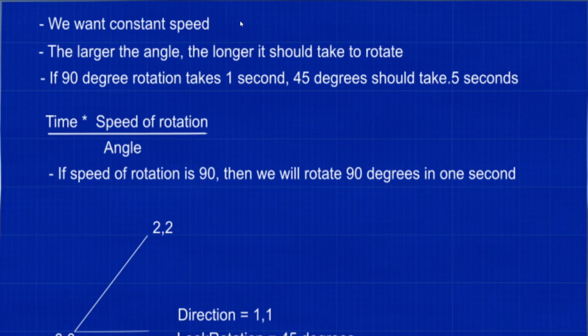One, I want a constant speed. This means that no matter how big my angle is, I want the speed of rotation to be the same. So if I'm rotating, say, 90 degrees, that takes 1 second. I want 45 degrees to take half a second. The smaller the angle, the quicker it's going to reach there if it's a constant speed. Of course, the larger the angle, the longer it should take to rotate.